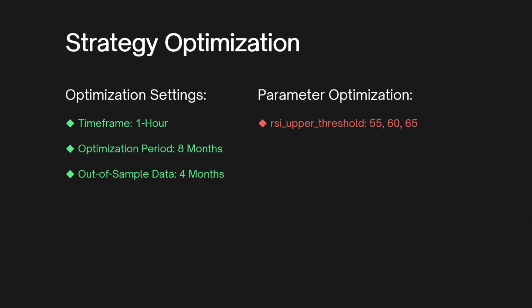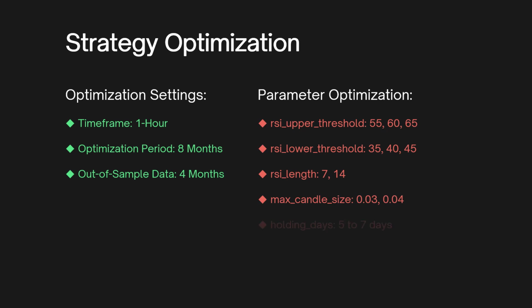RSI upper threshold for long entries. Testing values of 55, 60, and 65. RSI lower threshold for short entries. Testing values of 35, 40, and 45. RSI length. Testing 7 and 14. Maximum candle size. Testing 3% and 4%. Holding period. Ranging from 5 to 7 days to capture gains when the market is no longer trending.